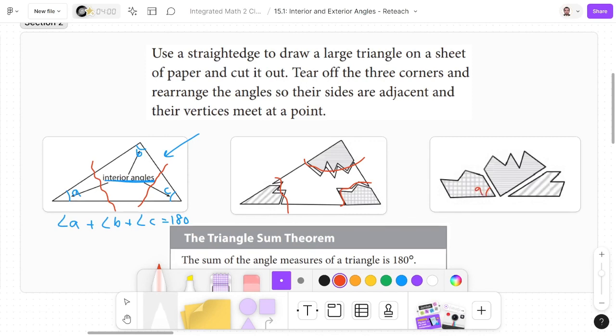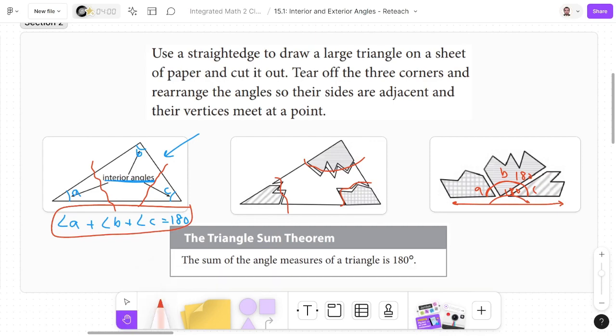So here it will be C, and here should be B. As you can see, from C to B to A is 180, which also represents that the straight line angle is equal to 180. And this is how we can prove that all the interior angles of a triangle equal 180.